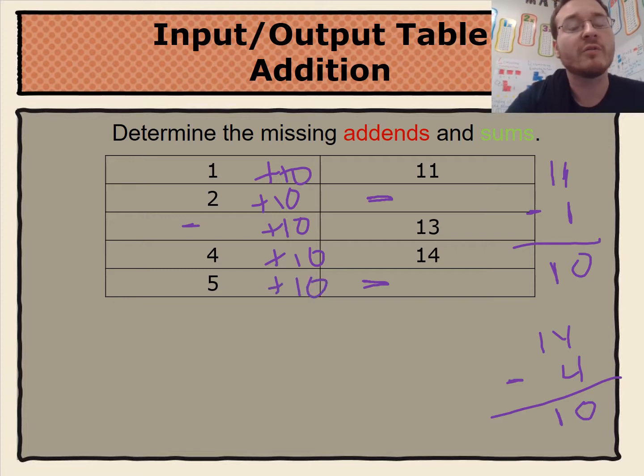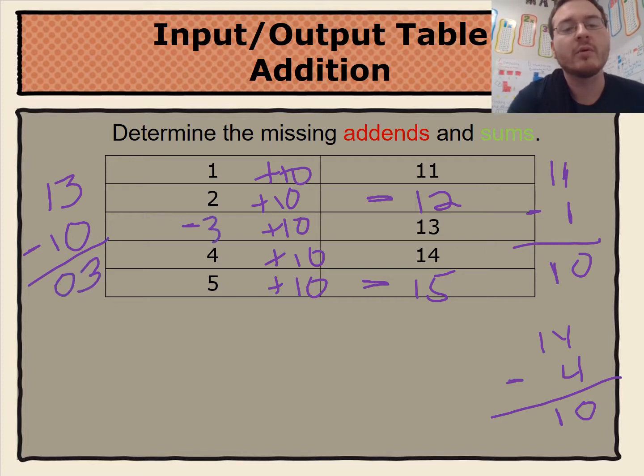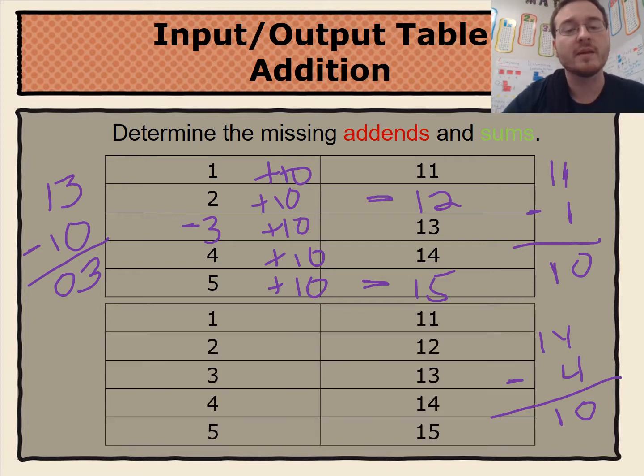So I can quickly solve my row that begins with 2. 2 plus 10 is very easily 12, and 5 plus 10 is very easily 15. Now, I'm missing my input in row 3. So instead of adding 10, I'm going to subtract 10. So 13 minus 10, 3 minus 0 is 3, and 1 minus 1 is 0. So I get an input of 3, and then I should probably check my answer. Well, if 3 plus 10 is in fact 13, then I know my pattern is correct. And thankfully, it is. And we can compare our answers to the table below.